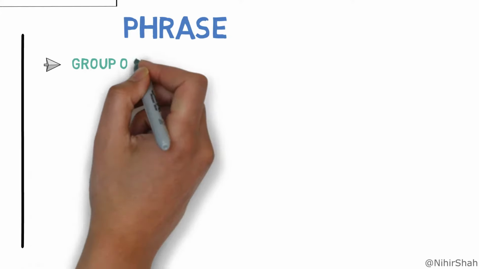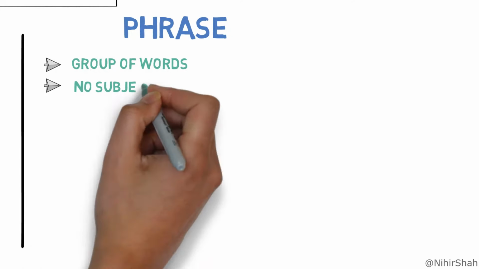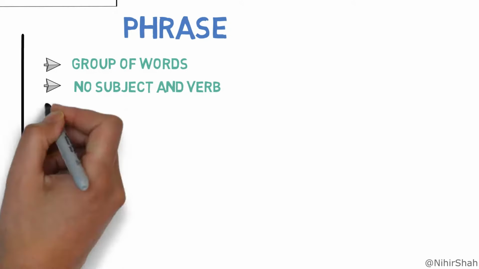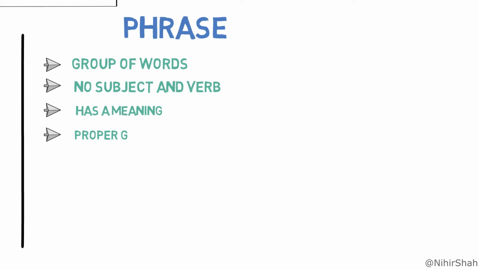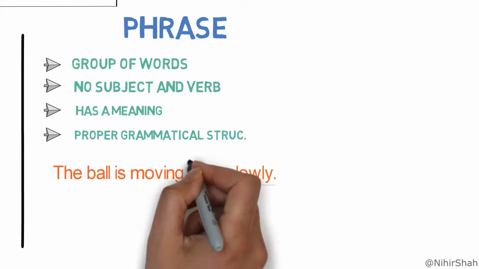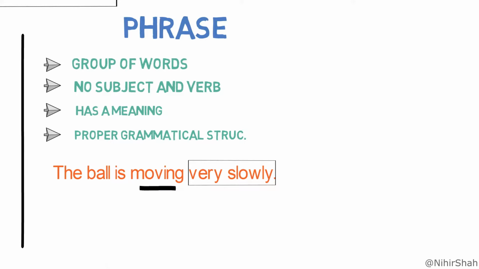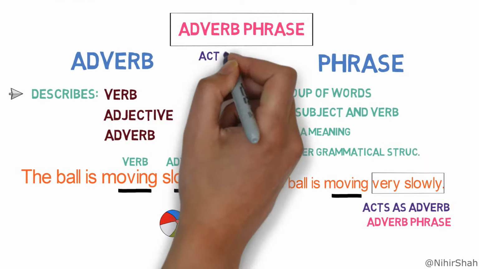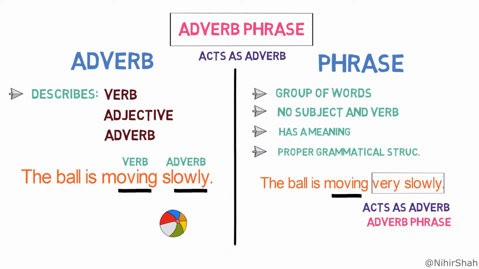A phrase is a group of words that has no subject-verb agreement, so it cannot stand alone, but has a meaning and proper grammatical structure. For example, the ball is moving very slowly. Here, very slowly is describing the verb moving, which means it is acting as an adverb in the sentence. And as it is a group of words which has a meaning but no subject-verb agreement, it's an adverb phrase. So an adverb phrase is a phrase that acts as an adverb in the sentence.